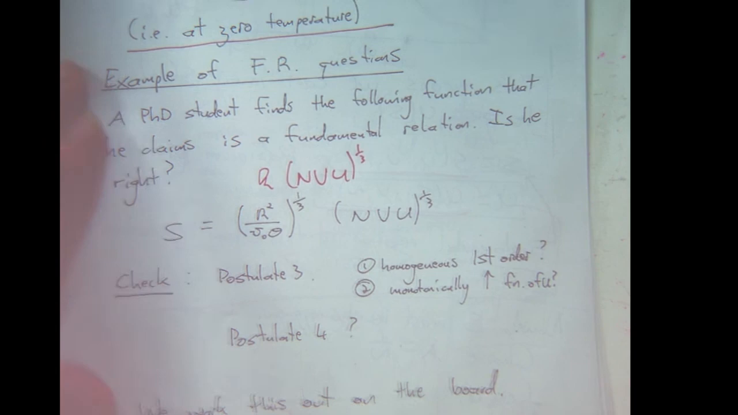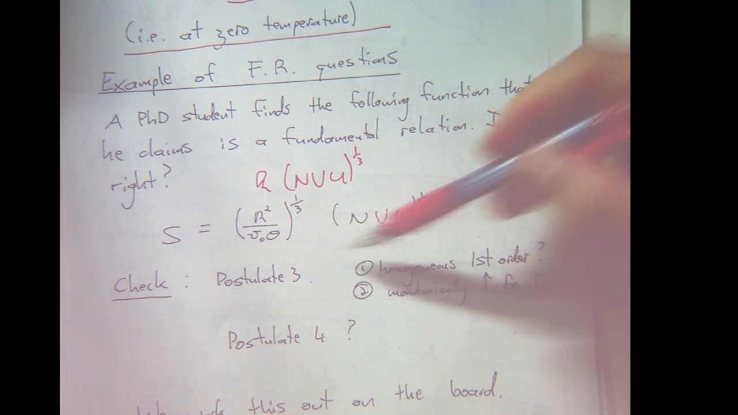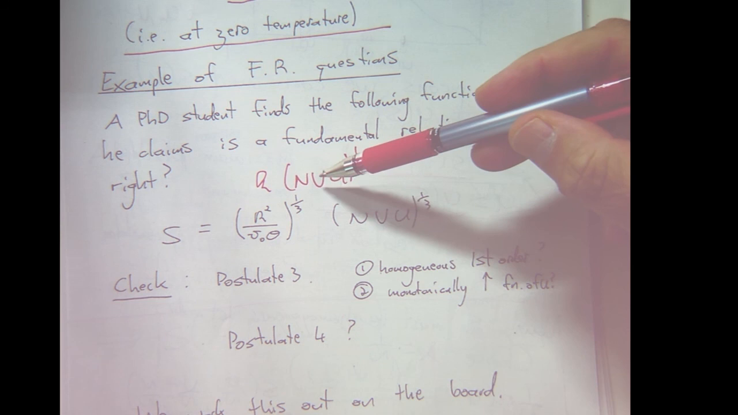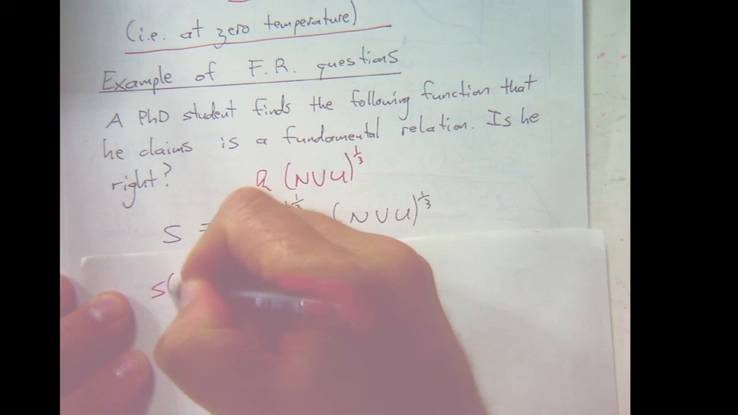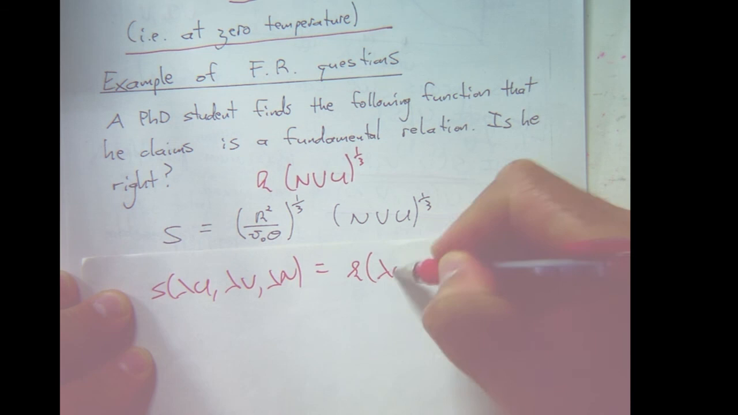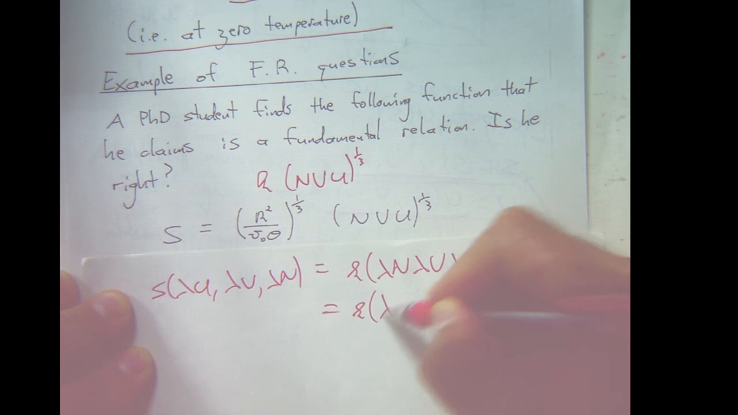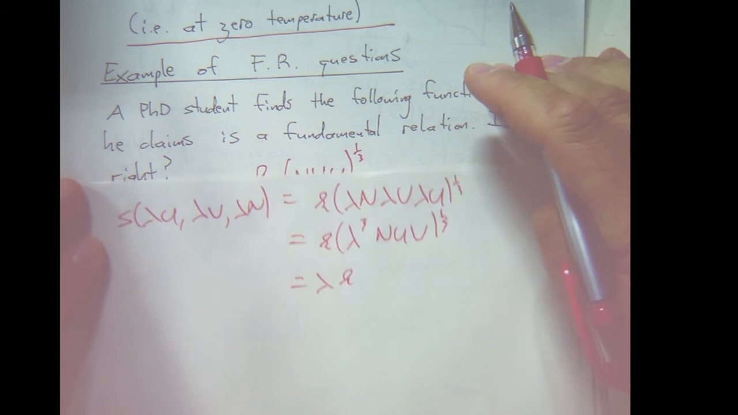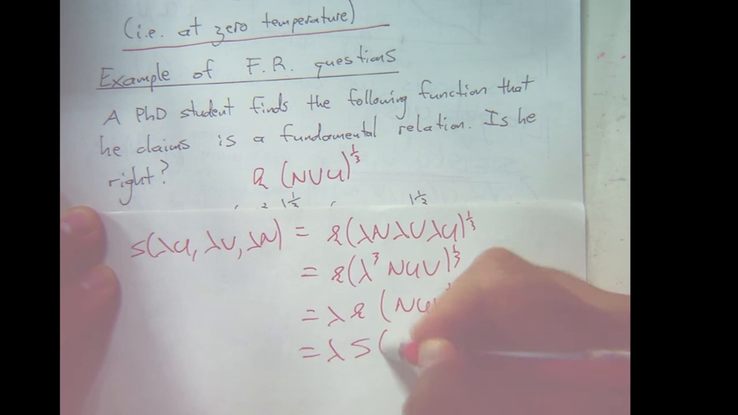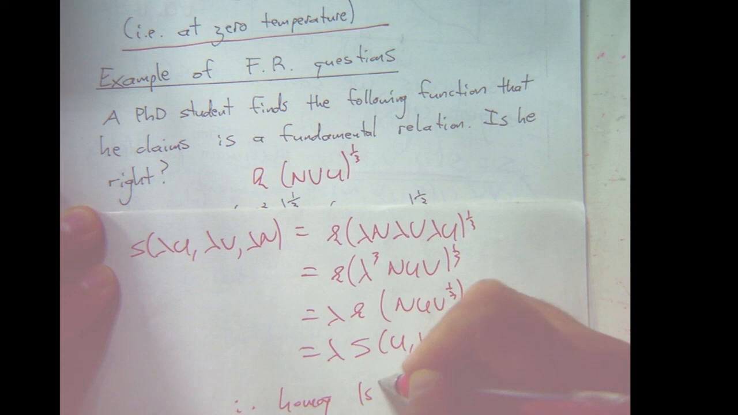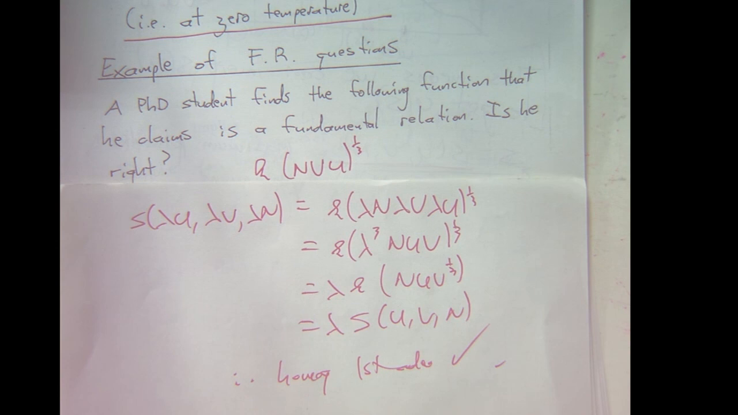So you check postulate 3. Is it homogeneous first order? Let's check it out. S of lambda u, lambda v, lambda n equals k, lambda n, lambda v, lambda u to the power of 1/3, which equals k lambda cubed n u v to the power of 1/3, which equals lambda k n u v to the power of 1/3, which equals lambda s of u v n. Therefore, homogeneous first order. Monotonically increasing? Yes.